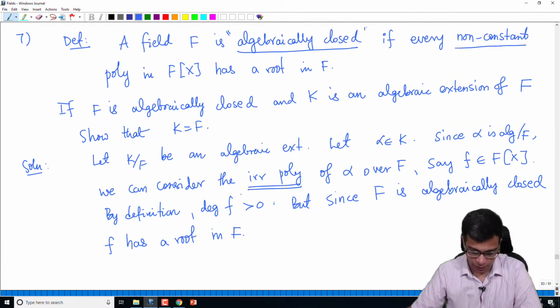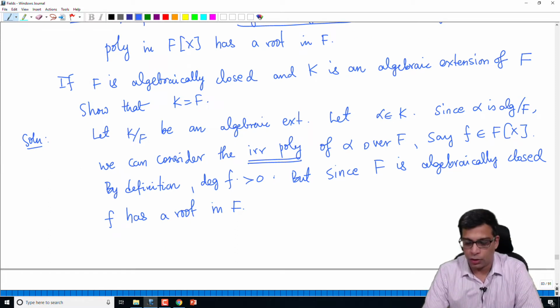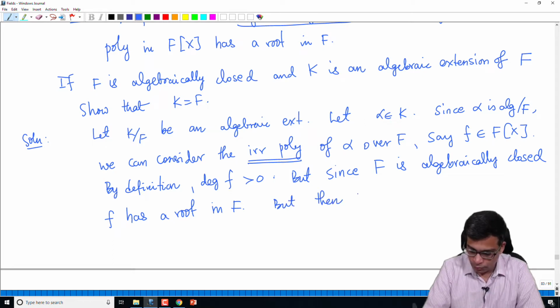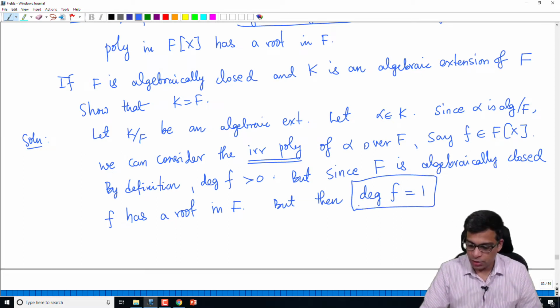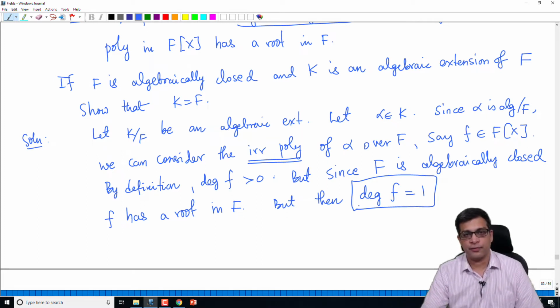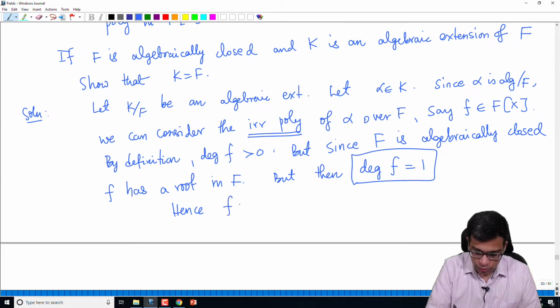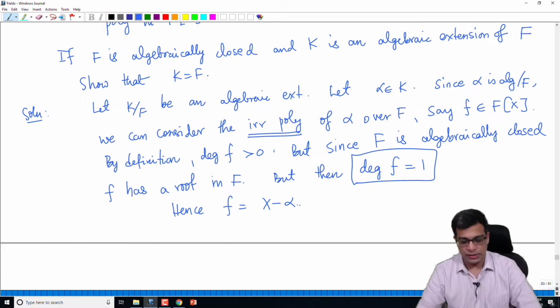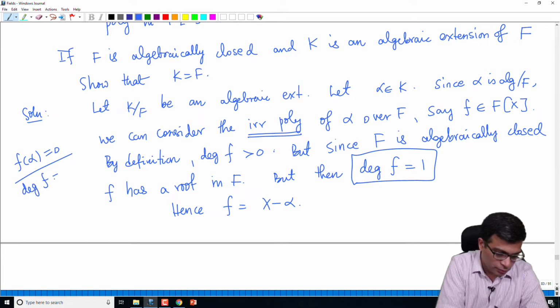Remember, what is the definition of an algebraically closed field? It says that every non-constant polynomial with coefficients in F has a root in F. Small f is a non-constant polynomial with coefficients in F, so it has a root in F. But then the degree of f must be 1, right? This is the only possibility, because if it's greater than 1, because it's irreducible, it cannot split, but it has a factor coming from the root. So the degree of f is 1, and hence f must be x minus alpha, because f has alpha as a root, right? f(alpha) is 0.